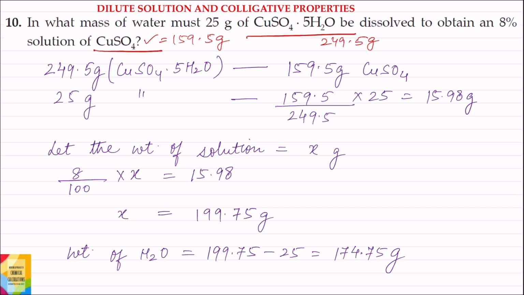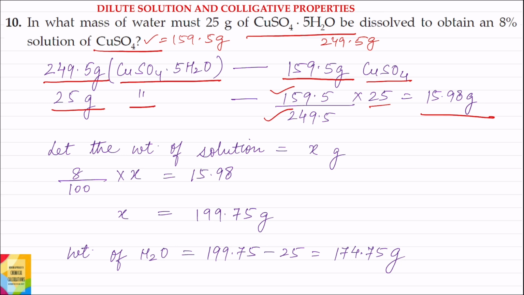So we can write that 249.5 gram of hydrated copper sulfate contains 159.5 gram of copper sulfate. Therefore 25 gram of hydrated copper sulfate will contain 159.5 divided by 249.5 into 25, and this is equal to 15.98 gram of anhydrous copper sulfate.